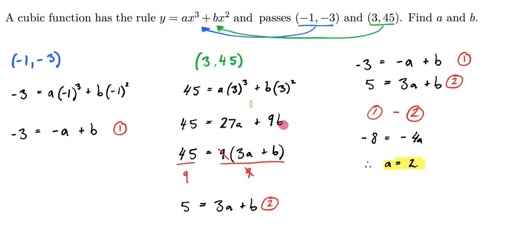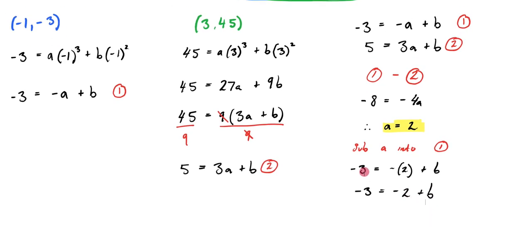What I'm going to do to get the other one is say the following. I'm going to go sub a into, and which one is the best one to sub it into? Let's sub it into 1. So now I'm going to go -3 is equal to -2 plus b. So I'm going to get -3 is equal to -2 plus b. I will therefore plus 2 to both sides. And if I do that, I'm going to end up with -1 there. And that is going to be my other answer, b equals -1.